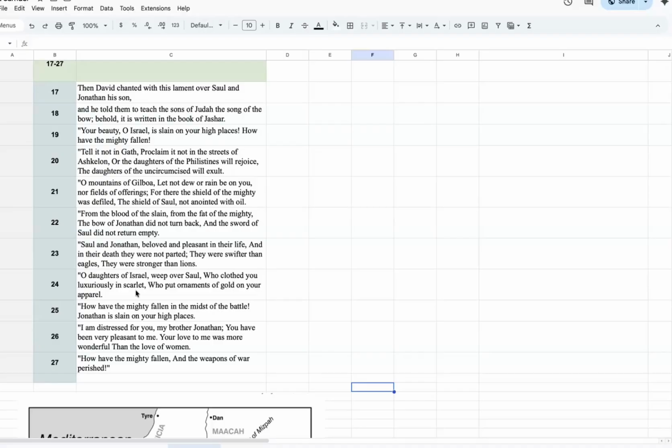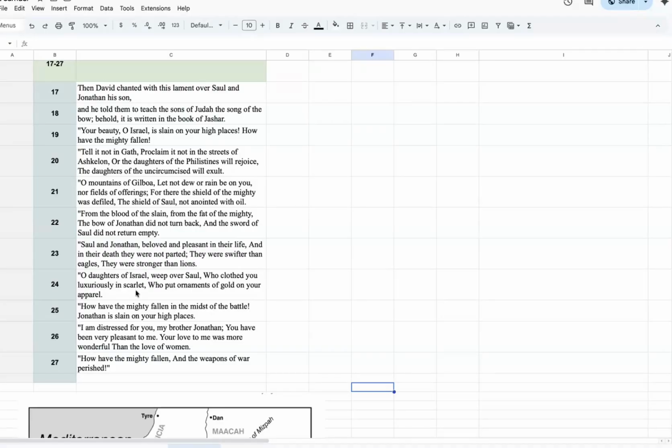Saul and Jonathan, beloved and pleasant in their life and in their death, they were not parted. They were swifter than eagles, they were stronger than lions. O daughters of Israel, weep over Saul, who clothed you with luxuriously in scarlet, who put ornaments of gold on your apparel. How have the mighty fallen in the midst of the battle? Jonathan is slain on your high places. I am distressed for you, my brother Jonathan. You have been very pleasant to me. Your love to me was more wonderful than the love of women. How have the mighty fallen and the weapons of war perished?